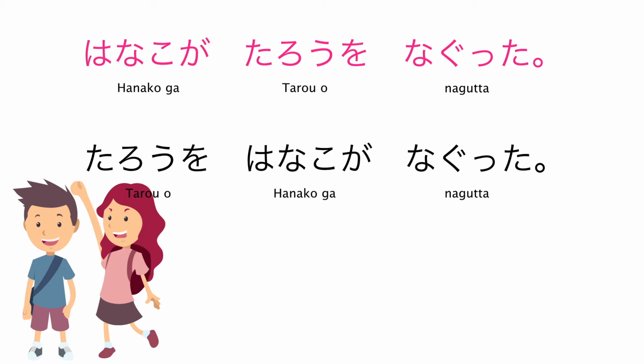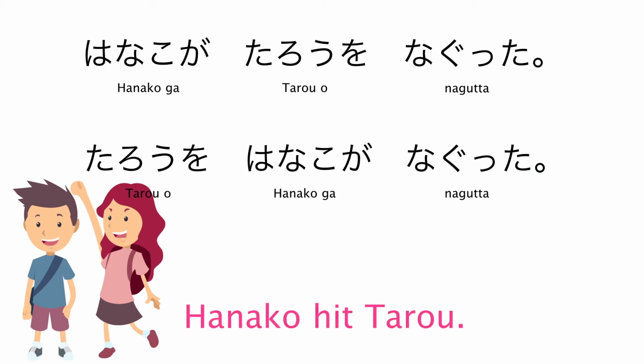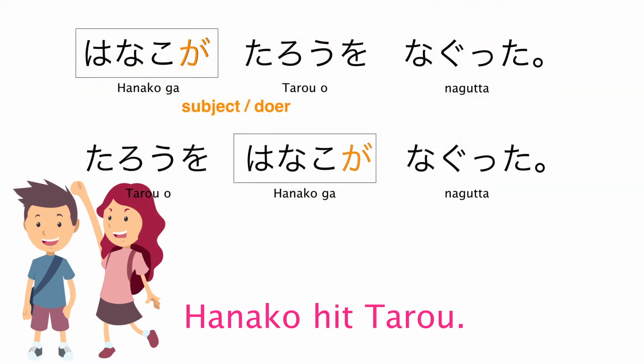In the second sentence, the order of the words Hanako and Taro are reversed and says Taro o Hanako ga nagutta. And it still means that Hanako hit Taro, or it is Hanako who hit Taro. The two sentences mean exactly the same thing, except for perhaps a little difference in nuance. This is because the little ga here in both sentences marks the noun that comes before it as a subject of the verb nagutta, whether it is at the beginning of the sentence or in the middle of the sentence.